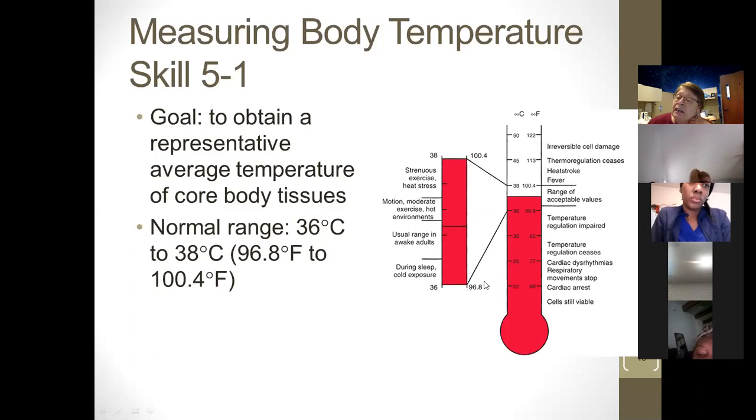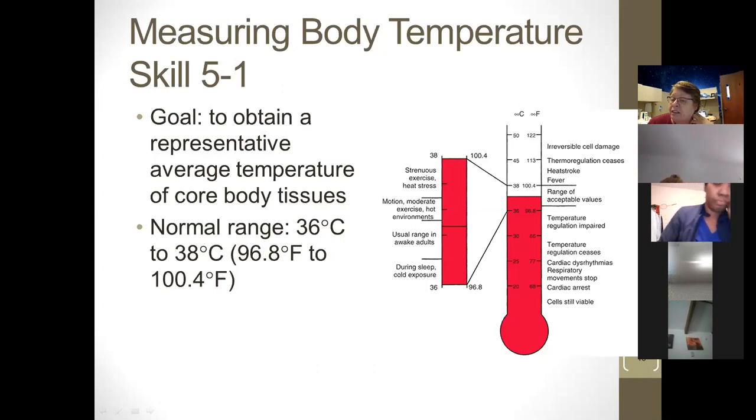If you get under that, then we're talking about hypothermia, right? Temperature regulation issues, cardiac dysrhythmias, etc. Anything higher than 100.4, we consider febrile or a fever. But if they're up in the 110s, 113s, then we're talking about heat stroke, those kinds of things. And don't forget, a lot of facilities use Celsius instead of Fahrenheit to record their temperatures. So you're going to have to know how to convert that, and we'll talk about that in math.